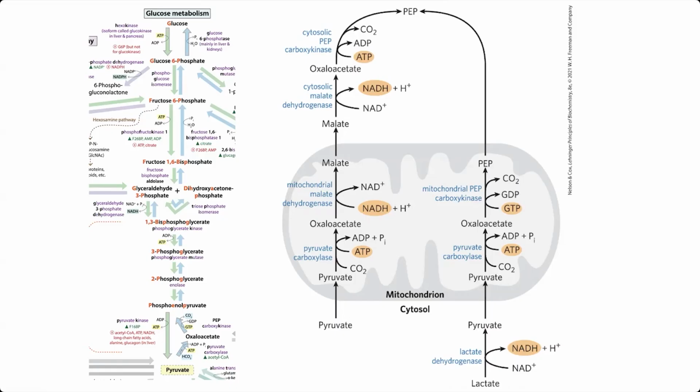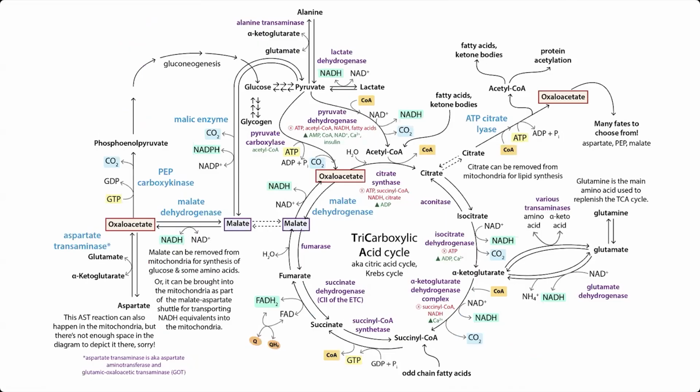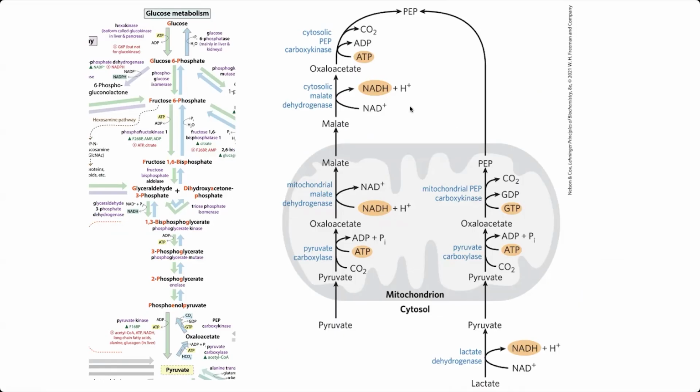So why might you have lactate? You might have lactate if you need the NAD+. So remember here, we're talking about generating NADH for gluconeogenesis. But if we think about glycolysis, well, here we're going to need NAD+. We're going to need NAD+ in order to do this oxidative phosphorylation of the glyceraldehyde 3-phosphate.